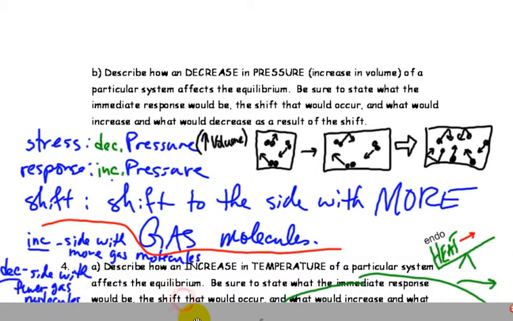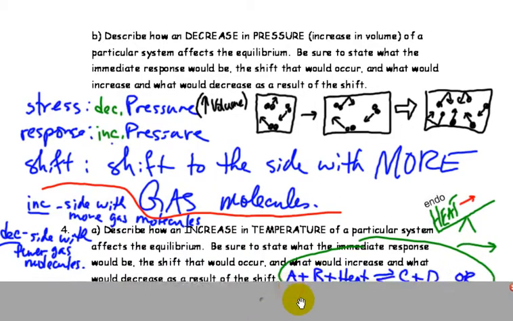So what would increase? The side that has more molecules. What would decrease overall as a result? The side that has fewer molecules, because we're moving away from that. Okay, so that's pressure. And later on in the book, we'll look at concrete examples dealing with that.